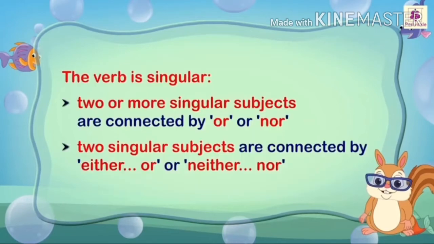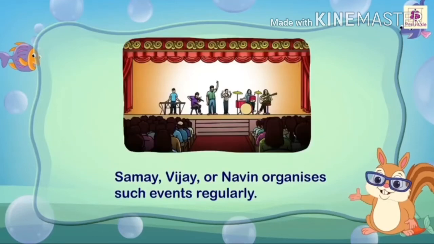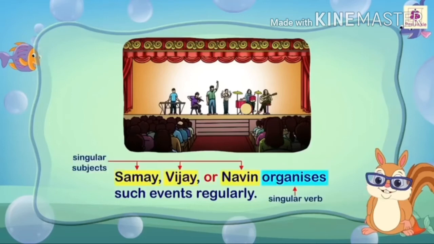Now next we have the verb is singular when two or more singular subjects are connected by or, nor, and two singular subjects are connected by either or, neither nor. For example, Samay, Vinay or Naveen organizes such events regularly. Here you can see that Samay, Vinay and Naveen are three different individuals, and the verb which follows here is a singular verb.